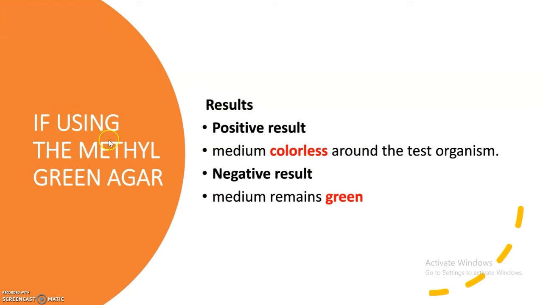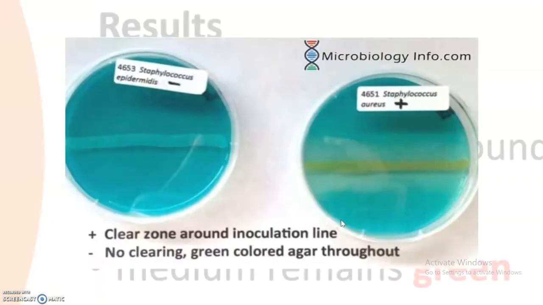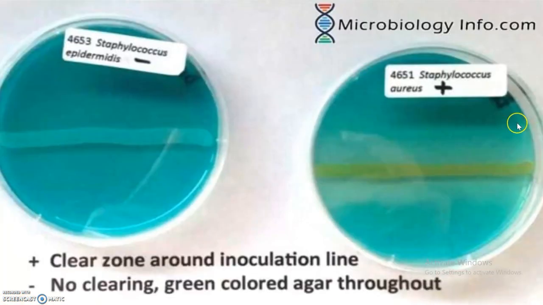The results if using a methyl green agar. If you see the medium colorless around the test organism, it means that the result is positive, and if the medium remains green, it means that the result is negative. So here you see a clear zone around the growth area. It means that the result is positive. And here you see no clear zone and the medium remains green.